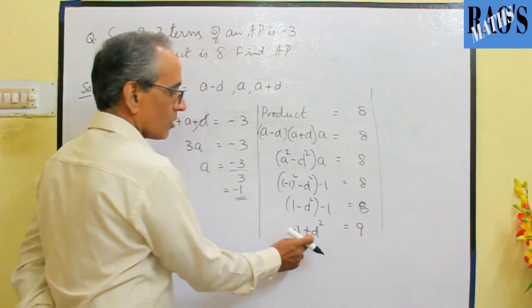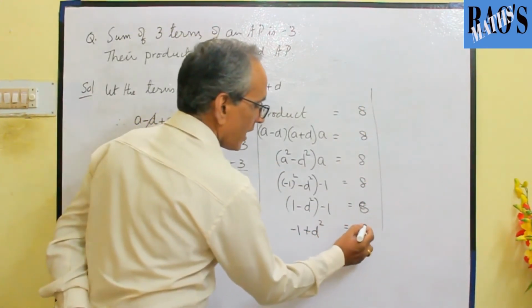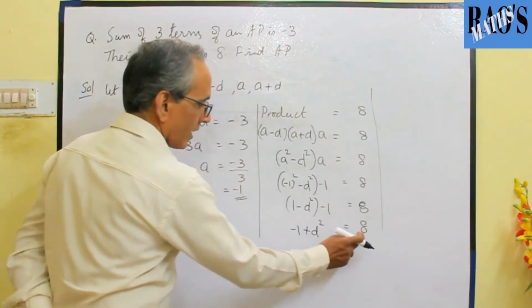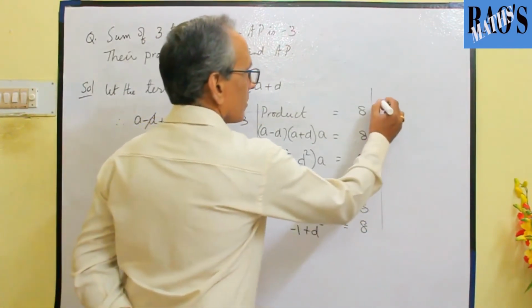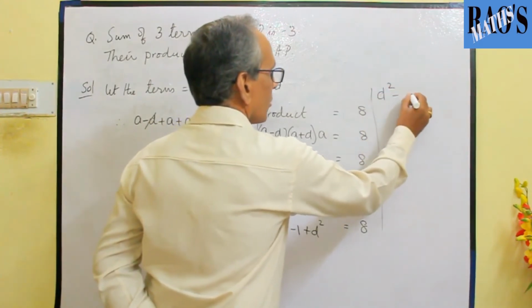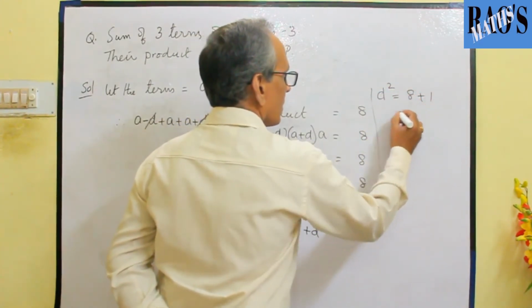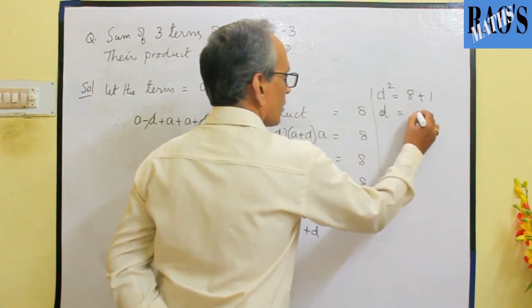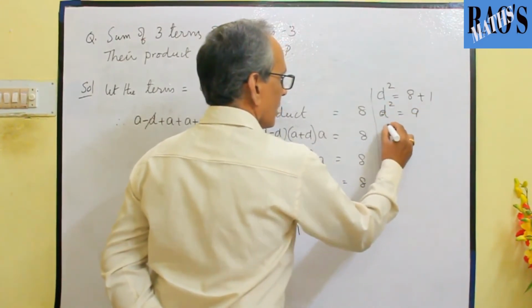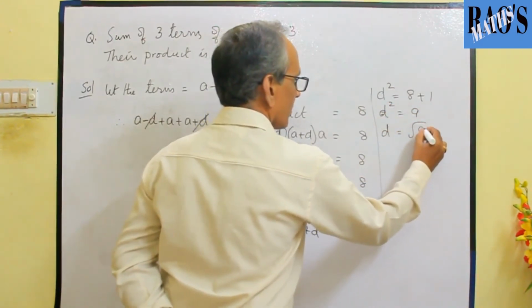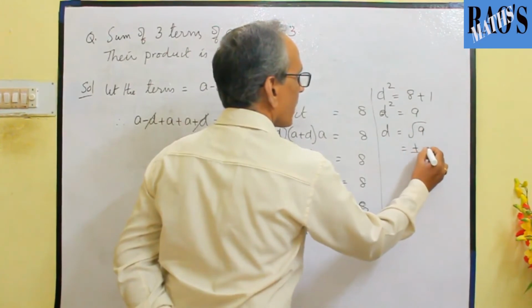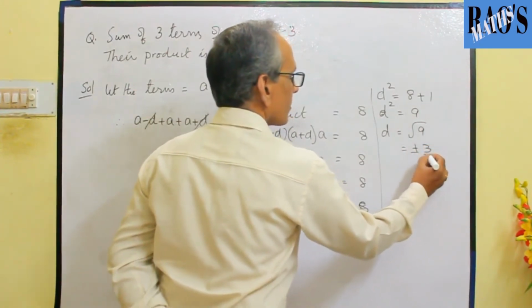Then D square is equal to 8. D square is 8 plus 1. So D square is equal to 8 plus 1. So D square is equal to 9. D is the root of 9, that is plus or minus 3.